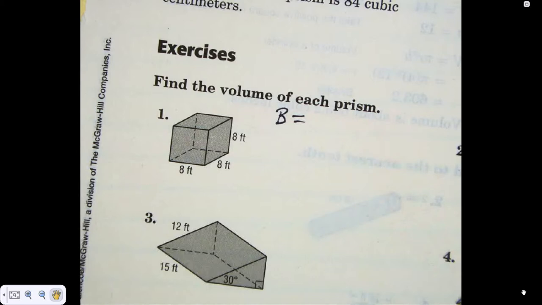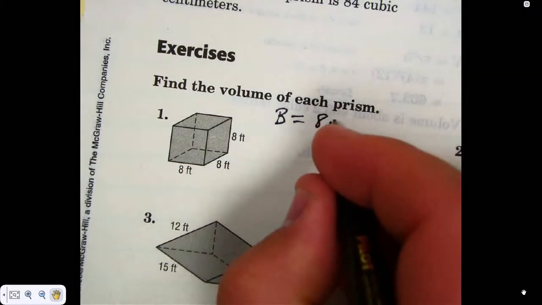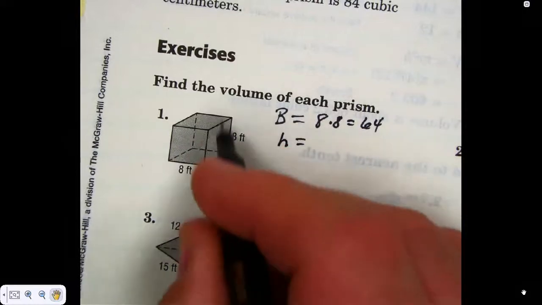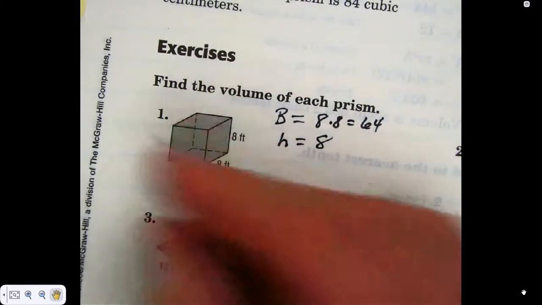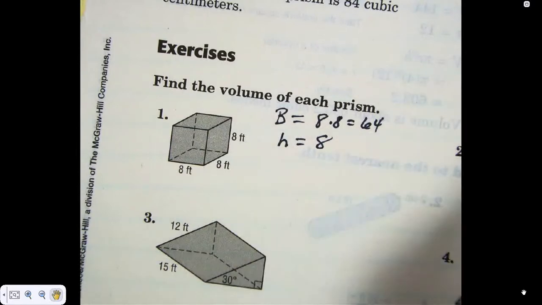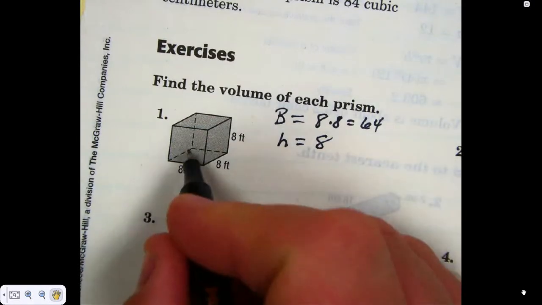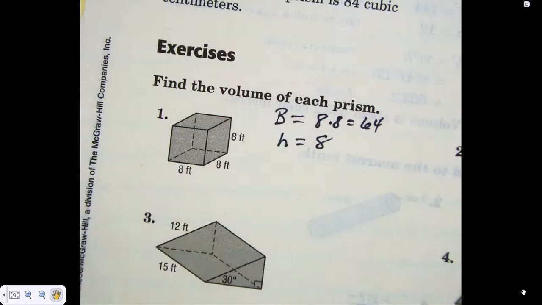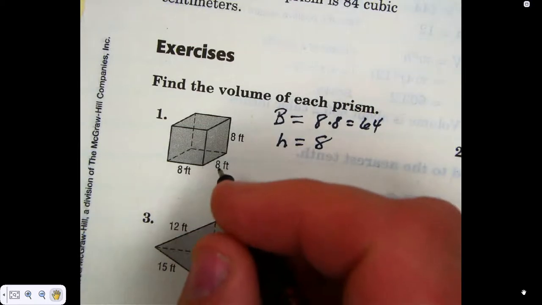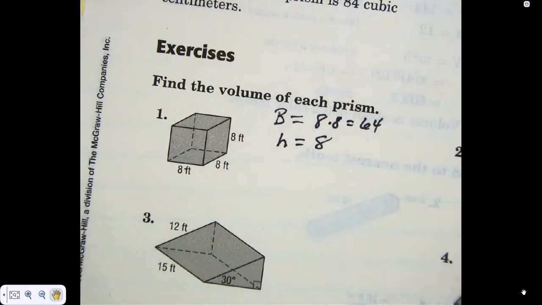How about this one? Is it a challenge here or not? No. The area of the base is length times width. 8 times what? 8. What's the height? 8. This is a cube. Why would it be length times width here? What type of shape is the base? Square. Therefore, length times width. It just so happens the length and width are the same thing. S times S, however you want to call it.